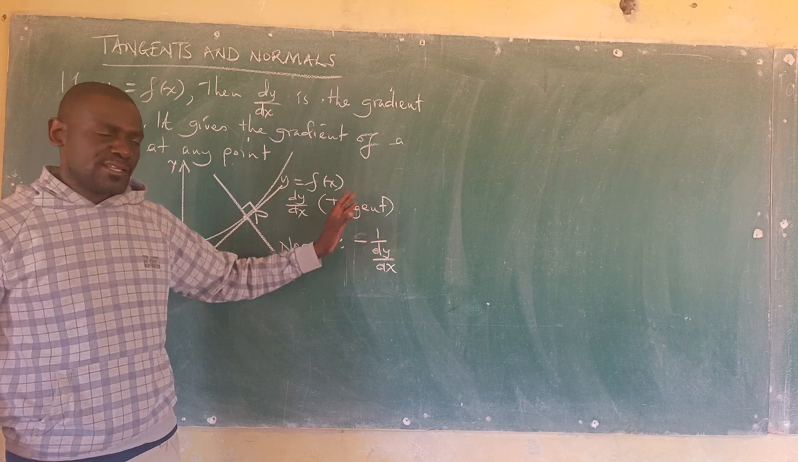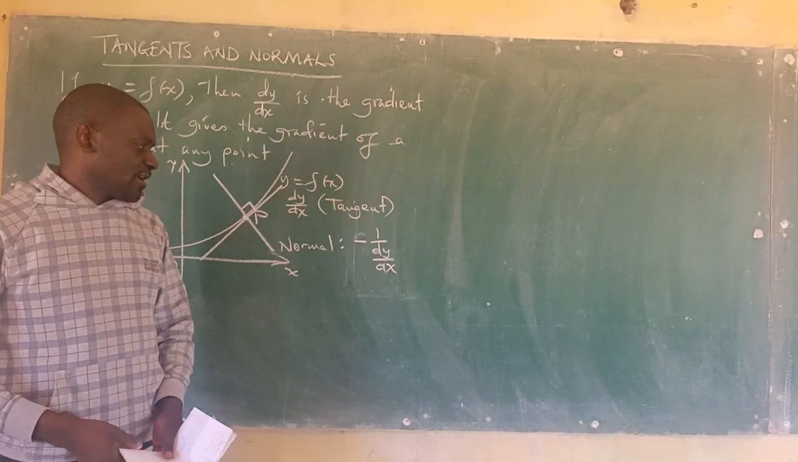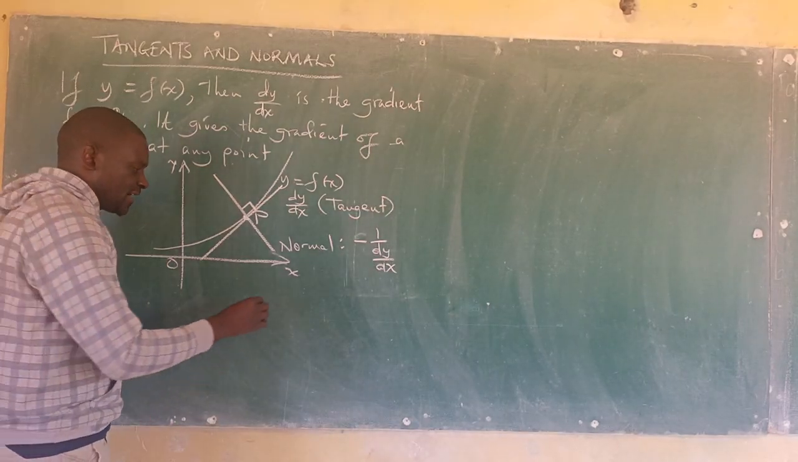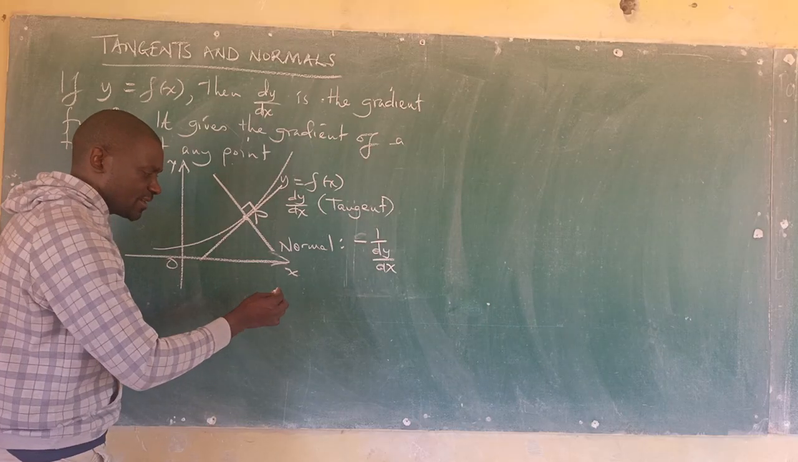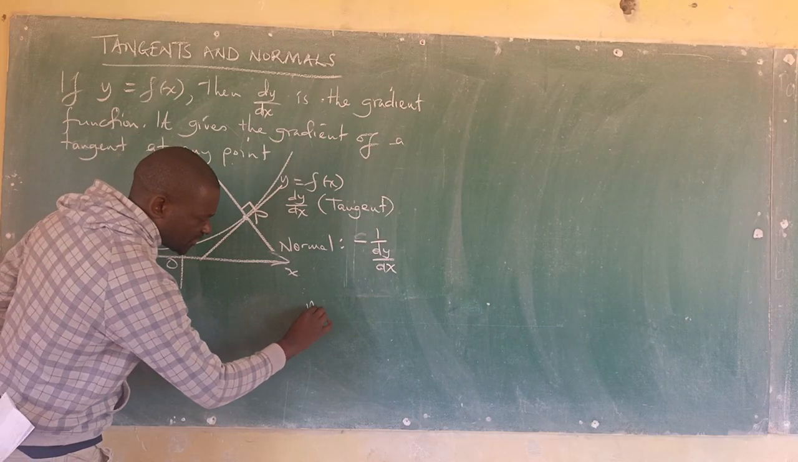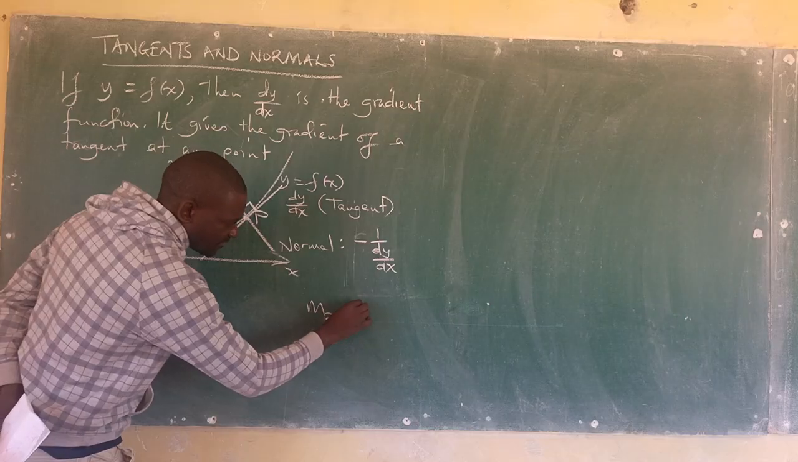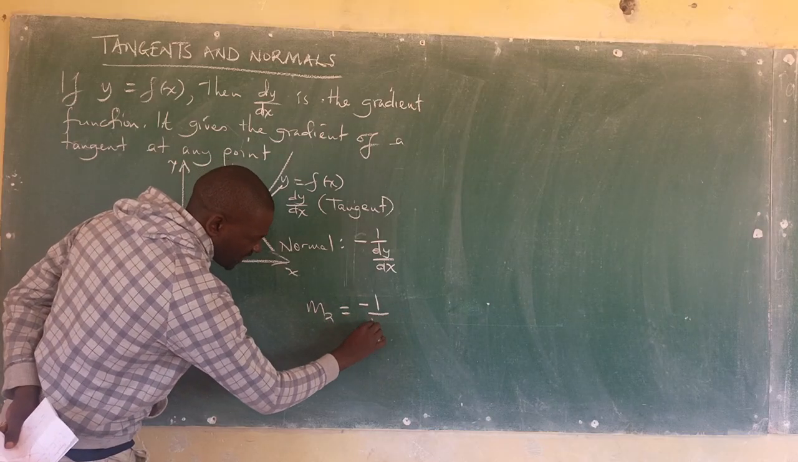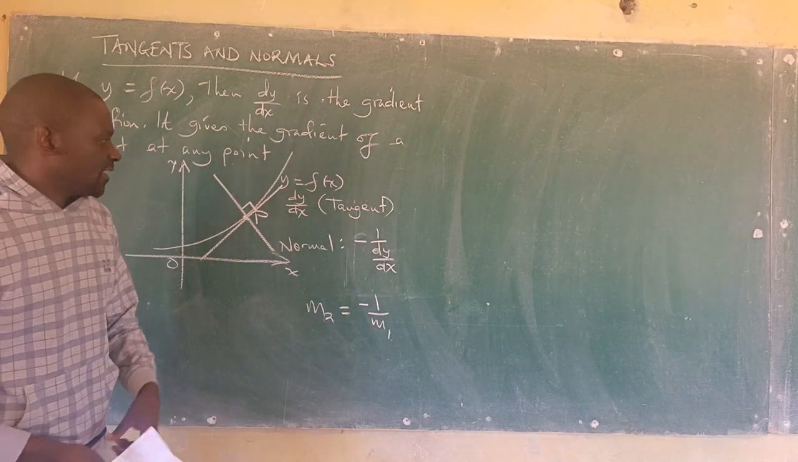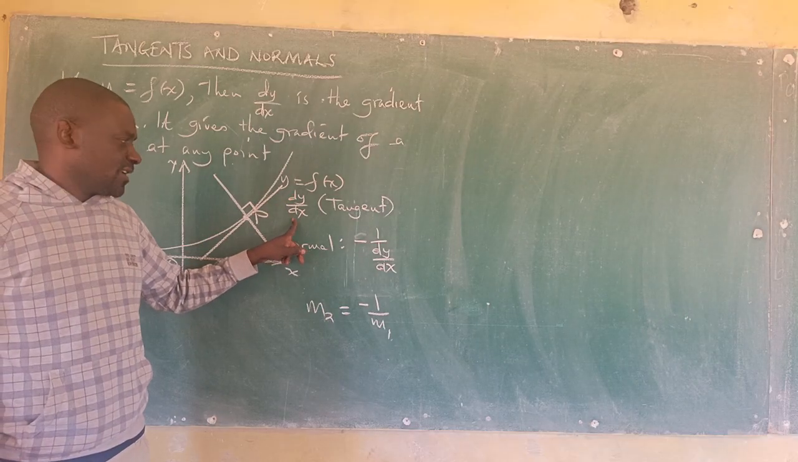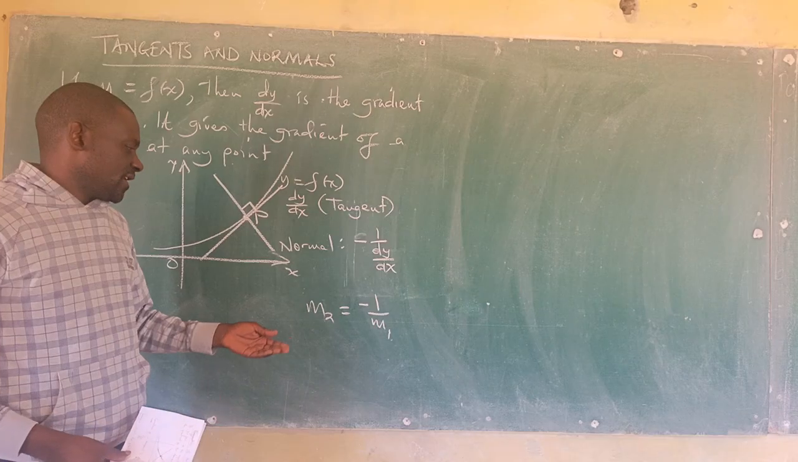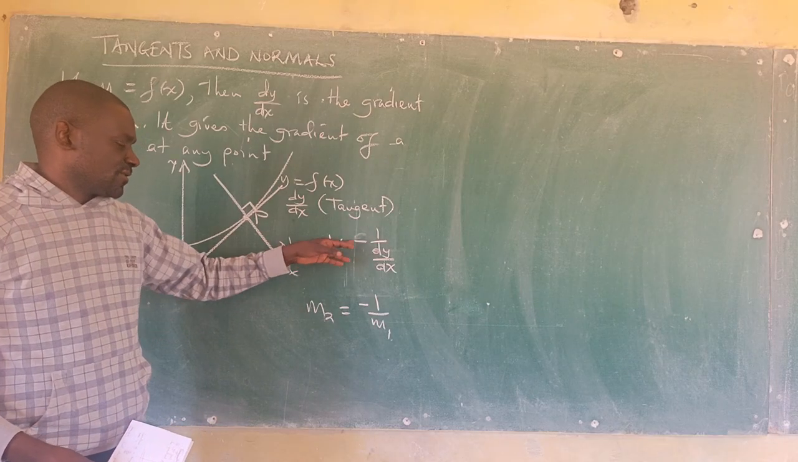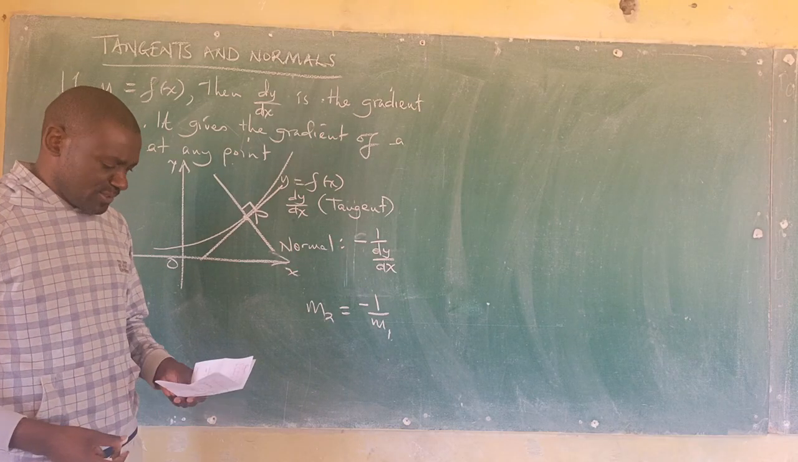Bearing in mind that dy dx is the gradient of the tangent, this formula is simply the formula for a perpendicular to a straight line. I think in grade 11 you were taught that the gradient of a perpendicular line, which we call M2, is simply given by -1 over M1, where M1 is dy dx, and M2 will be the second gradient, which is the gradient of the normal. And so this is what we are going to get.